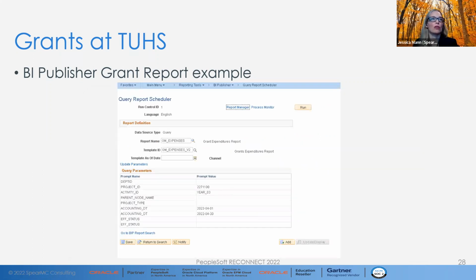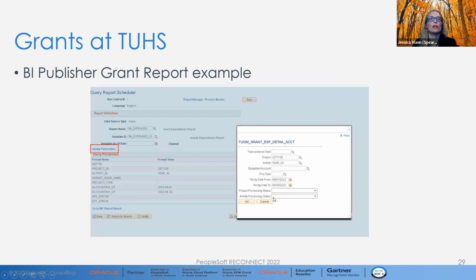For this BI Publisher grant report, we didn't create a custom run control. We're using the delivered query report scheduler. So this is all delivered, and it's essentially using one of those budget to actual queries. If you go into update parameters, that's where you can change them. It's kind of like changing the run control parameters for the report. Those that have the little asterisk here are required. The rest are optional, so we have quite a variety of prompts and ways to run the report.